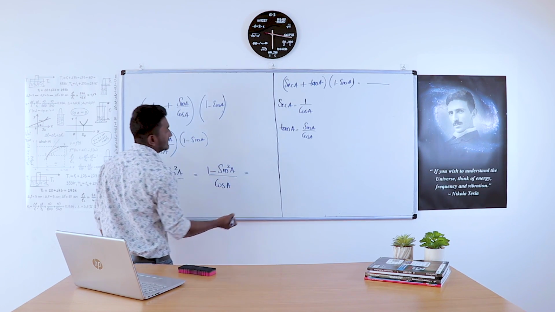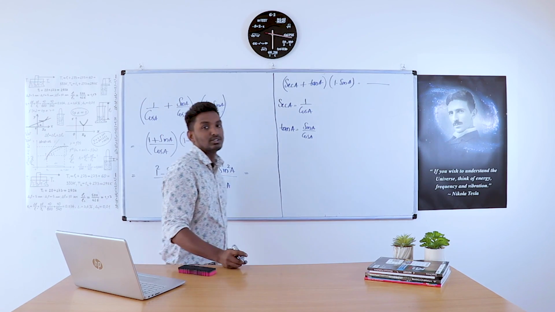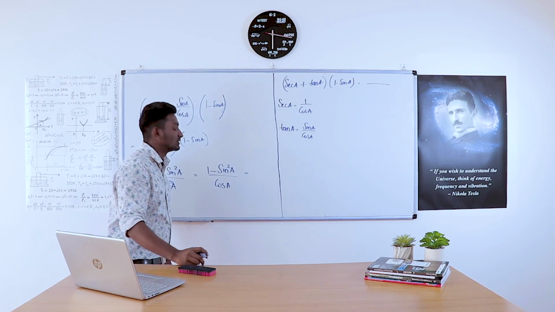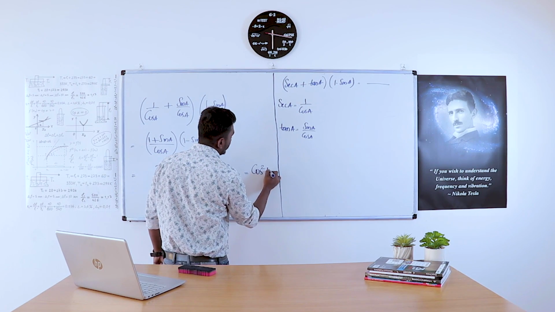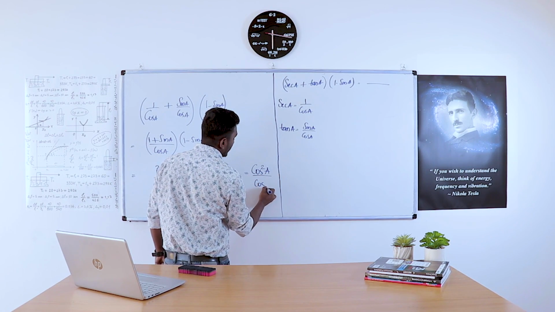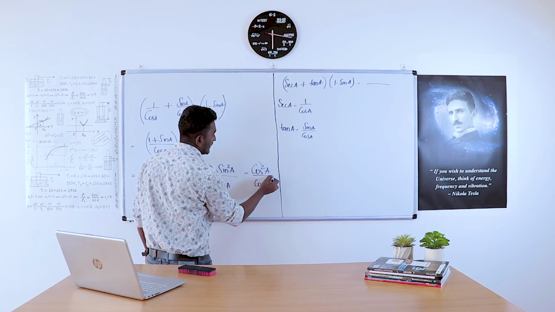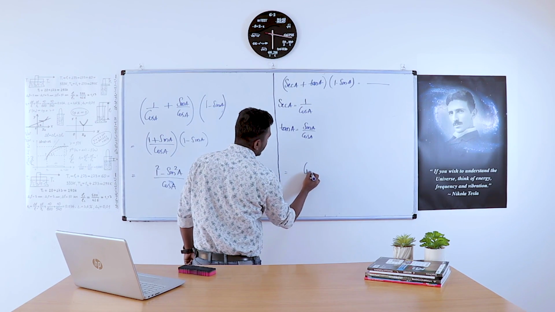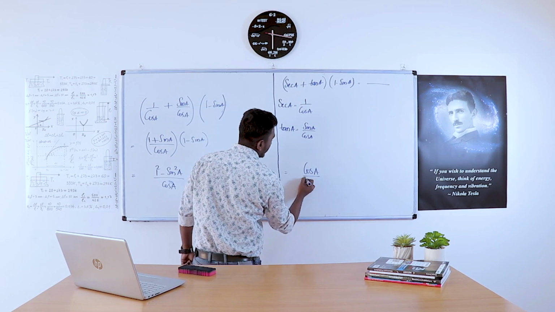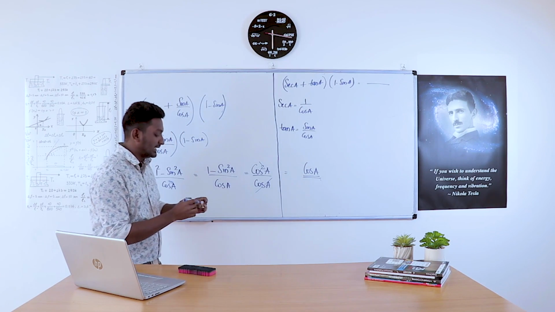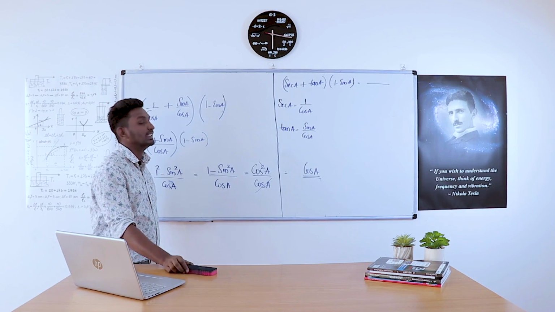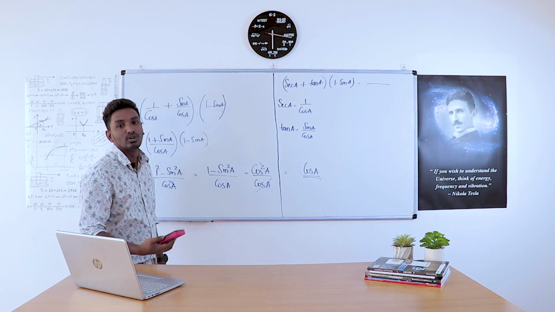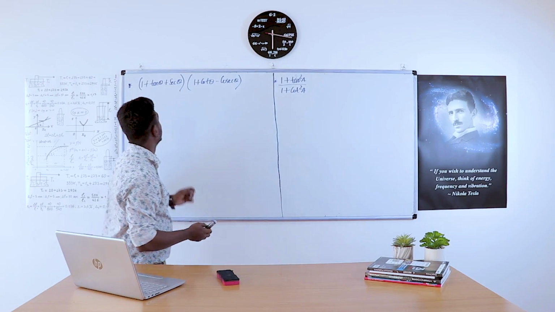What is 1 minus sin square A? We know that sin square A plus cos square A is equal to 1. So 1 minus sin square A is simply cos square A. So cos square A by cos A. Square and cos A can be cancelled and the final answer is cos A. So (sec A plus tan A) into (1 minus sin A), what is the answer? It is cos A. Look at the next question.